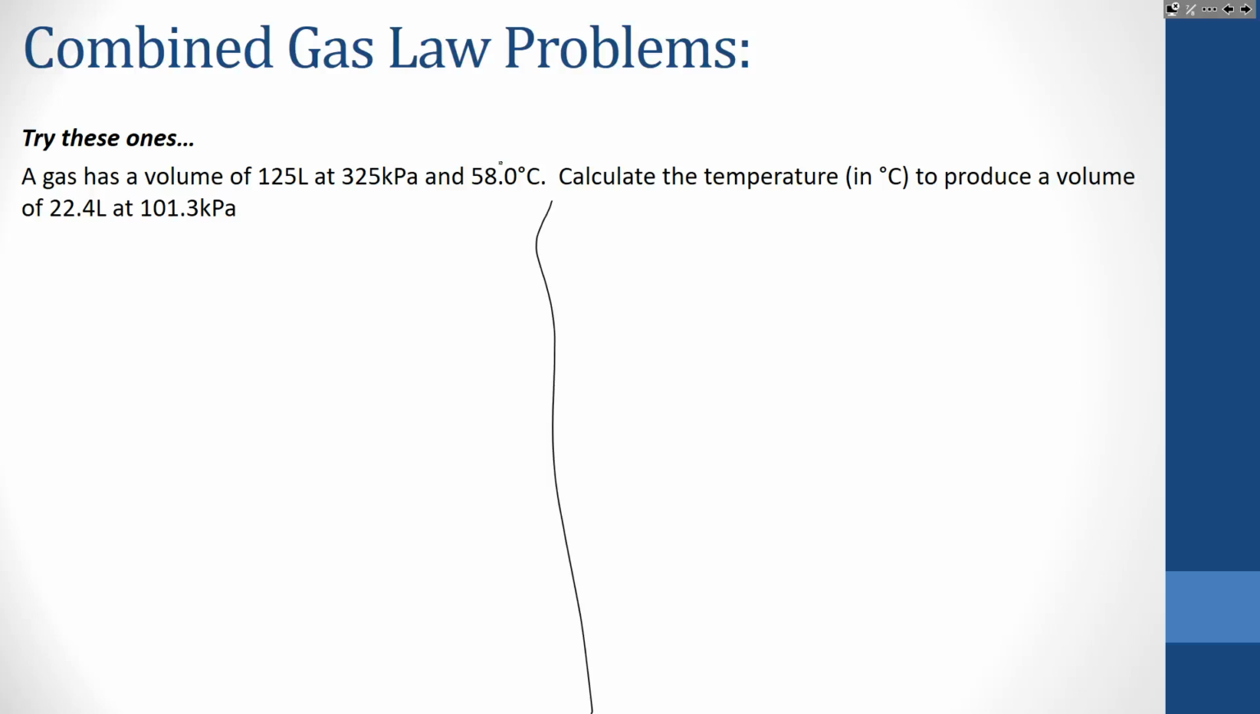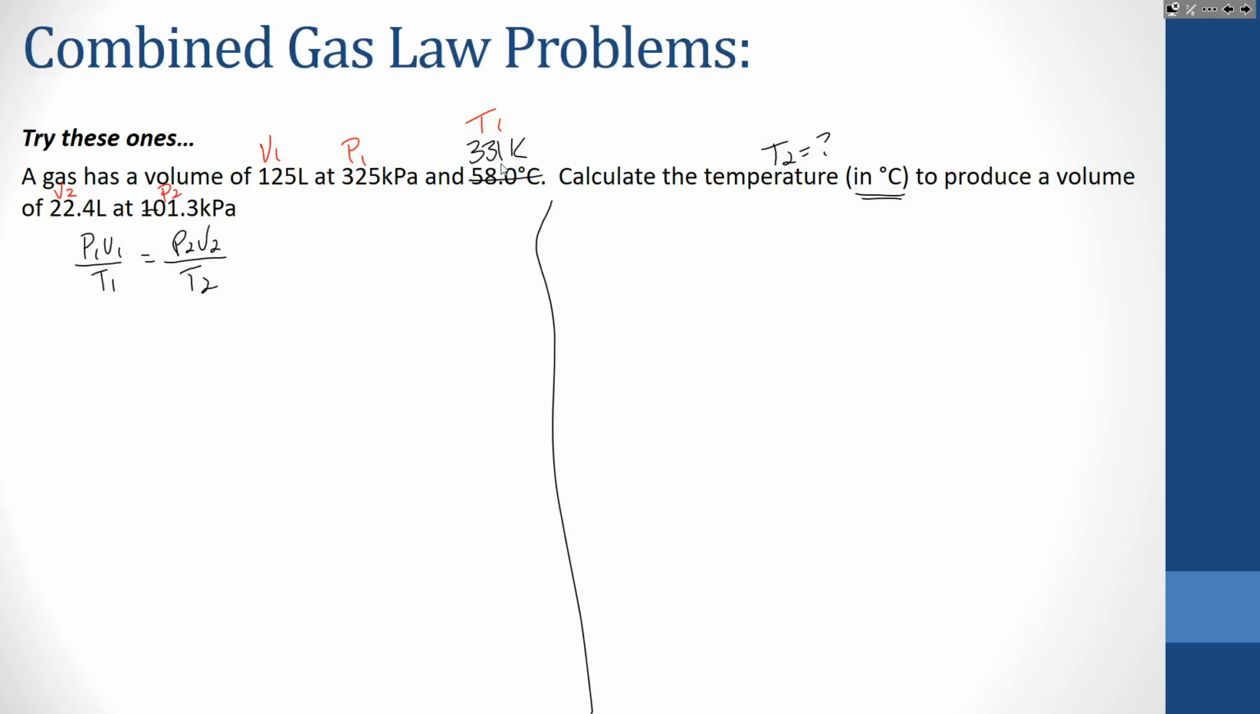So before we do anything, let's fix these temperatures. So this should be 331 Kelvin. The new temperature we're wanting to find, so that's a question mark. It says in Celsius, we'll change it back to Celsius at the end. So I'm going to write out my formula, P1 V1 over T1 equals P2 V2 over T2. So going through the question, so that's a V1, this is a P1, this is a T1, T2 we don't know, V2 and P2 we do know.